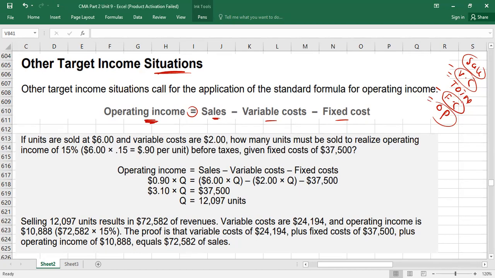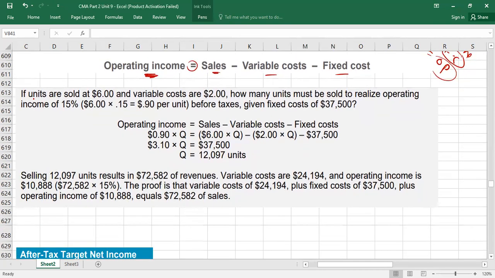Now, I'm going to explain this concept with the help of an example. For example, they told you if units are sold at $6, this is the sale price, and variable cost is $2. It means unit contribution margin is $4, 6 minus 2. How many units must be sold to realize the operating income of 15%? 15% of what? In exam, we will tell you the statement up to this. Like how many units we have to sell, which can leave the operating profit, and that operating profit will be 15% of your sale. This 15% you will always apply on sale.